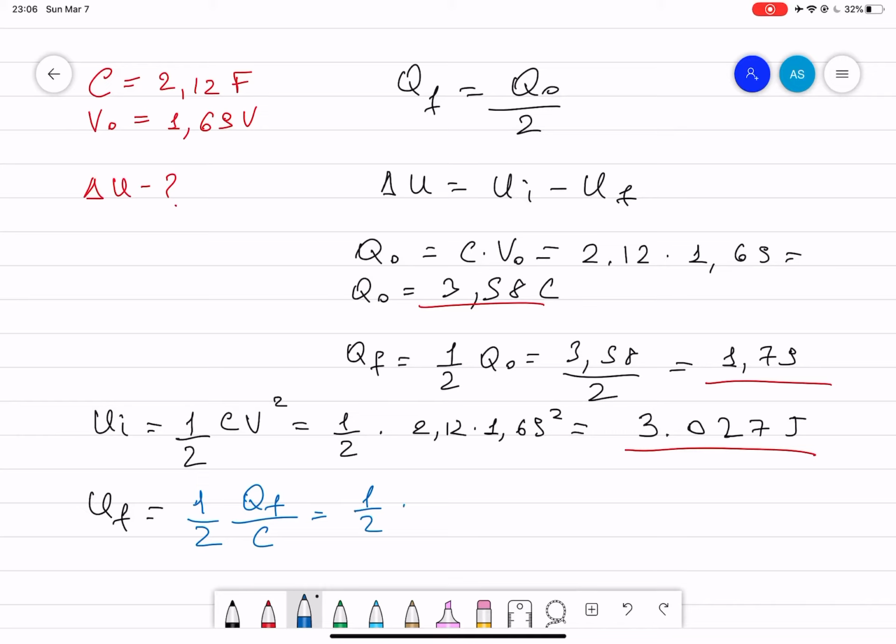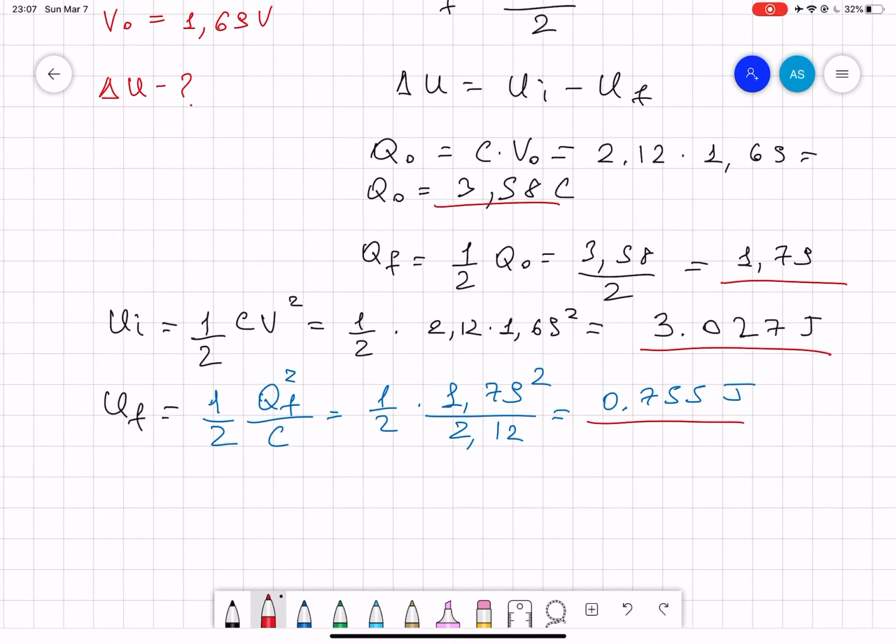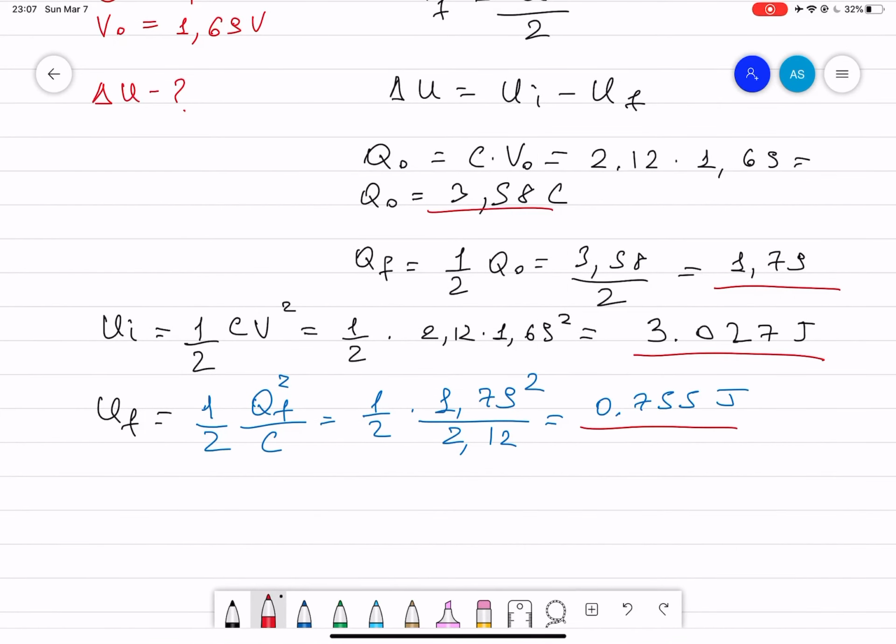Now C is constant basically. So it's 1 over 2, Q final was 1.79, squared, and C is 2.12. So then if you do calculation, you should find that it's equal to 0.755 joules.